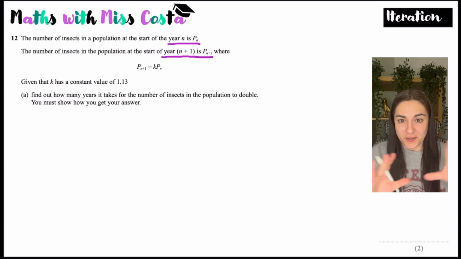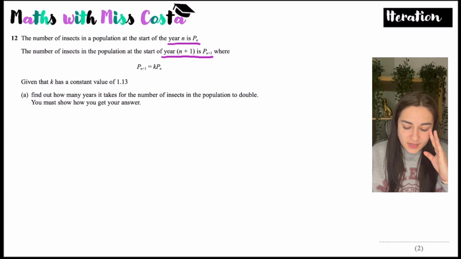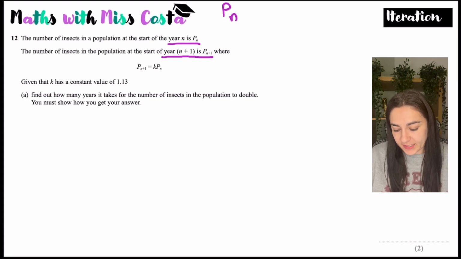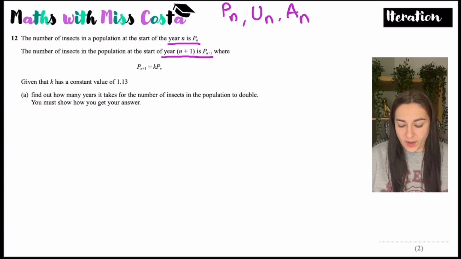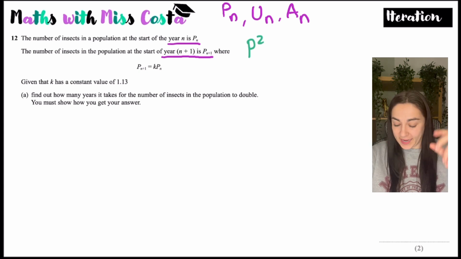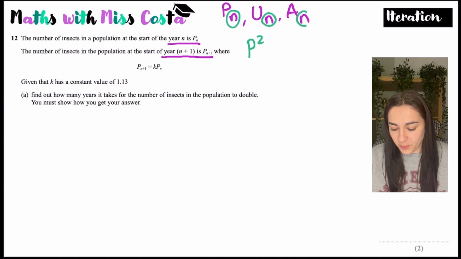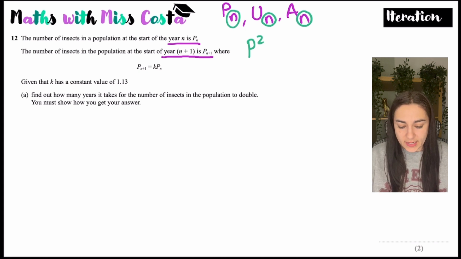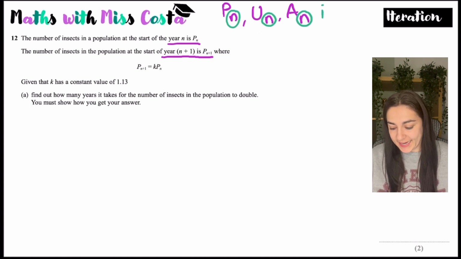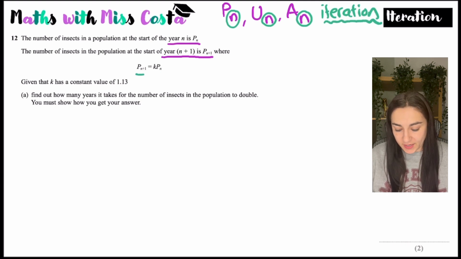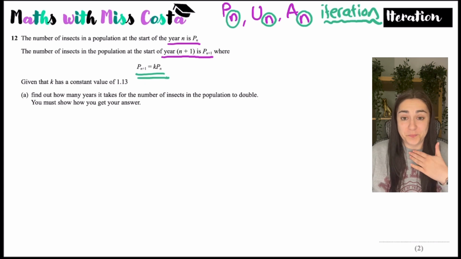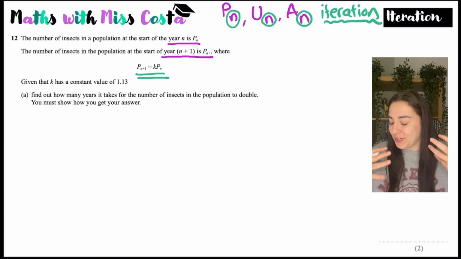Now, if this is seeming a little bit confusing and you're like, what does any of this mean? Whenever you see something like that, or Un or An, where instead of, like with indices, you would see the little indices in the top right-hand corner, but if you've got something in the bottom right-hand corner, then you know that you are going to use iteration. Okay, and all iteration means is that we use a formula. So this is the formula given. We use a formula which tells us how to work out the next term.